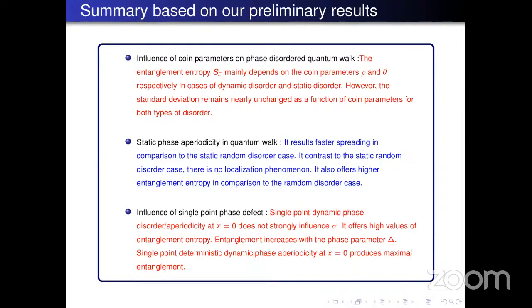We have also studied static phase aperiodicity in quantum walk. We have shown that it results in faster spreading in comparison to the static random disorder case. In contrast to the static random disorder case, there is no localization phenomenon. It also offers higher entanglement entropy in comparison to the random disorder case. Finally, we have also studied the influence of single point phase defect. Here, entanglement increases with the phase parameter delta. Single point deterministic dynamic phase aperiodicity at x equal to 0 produces maximal entanglement. This is the interesting point.